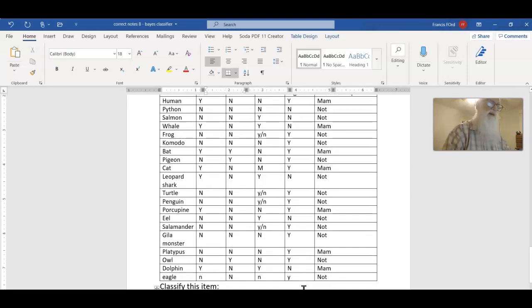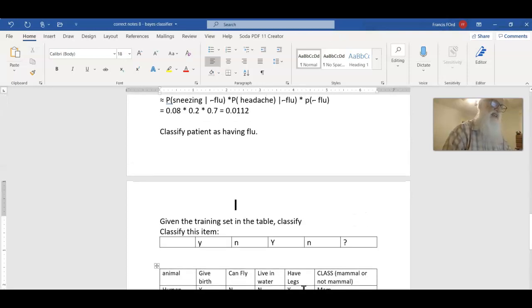Some of them I had a little trouble with, but we'll see what happens. What I want to do is I want now to have a case that is just the case I want to look at. I have an animal that gives birth, can't fly, lives in water, and has legs. What is it? A mammal or a non-mammal?